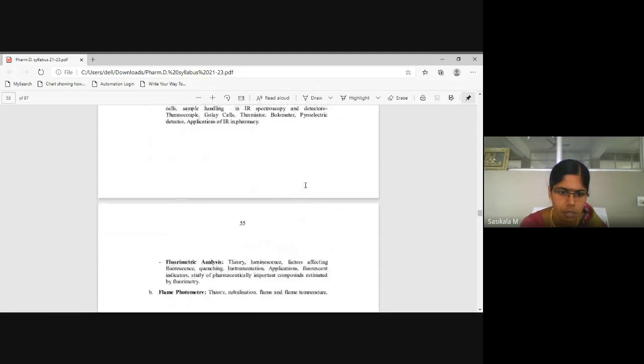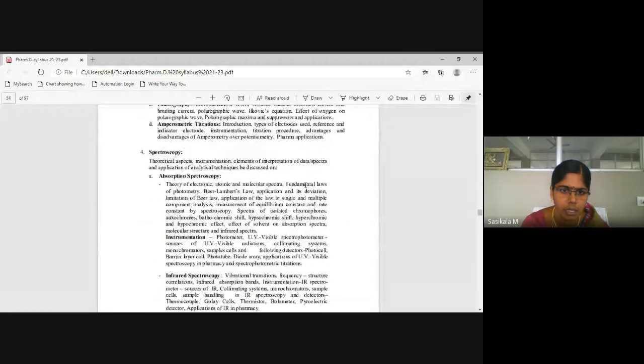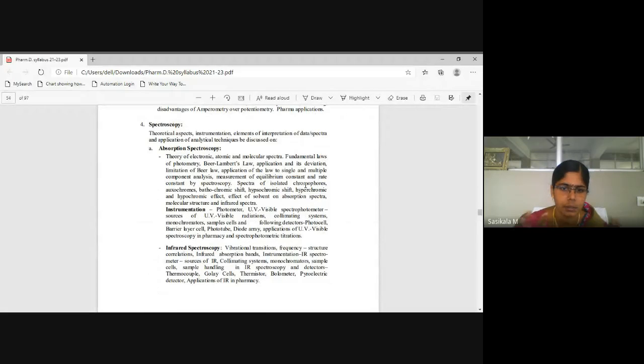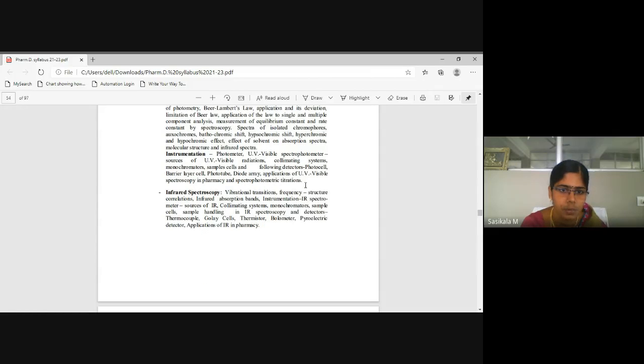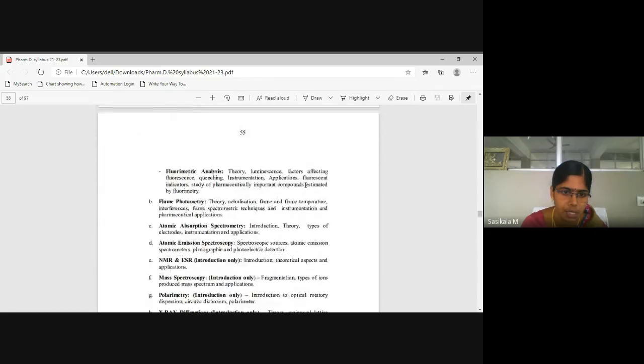Here absorption and emission are included in the same category. It is a somewhat vast syllabus, but we will be learning all the concepts with comparison and the difference between each and every spectroscopy, so that it is easy to understand. By seeing the syllabus, don't be afraid, it will be very easy. Concepts are very easy when we learn each and every topic. So absorption is UV visible and IR. Emission is fluorimetry and flame photometry.